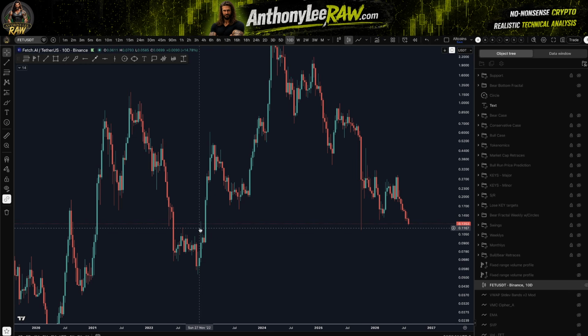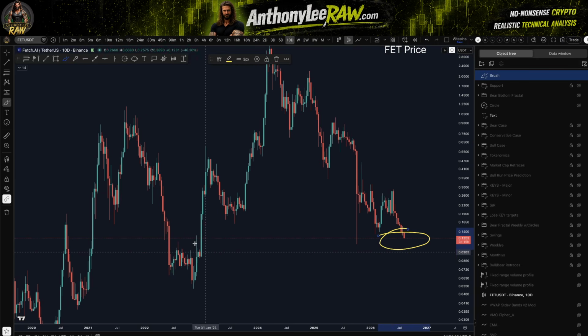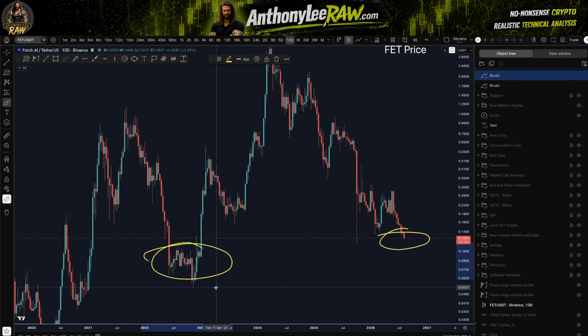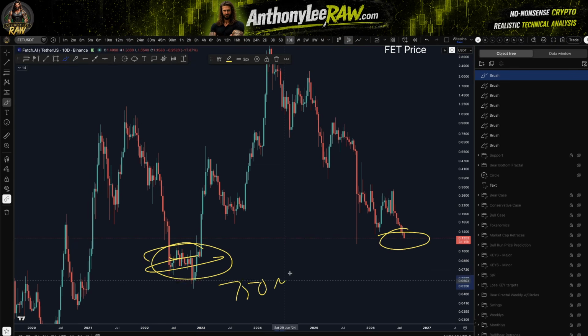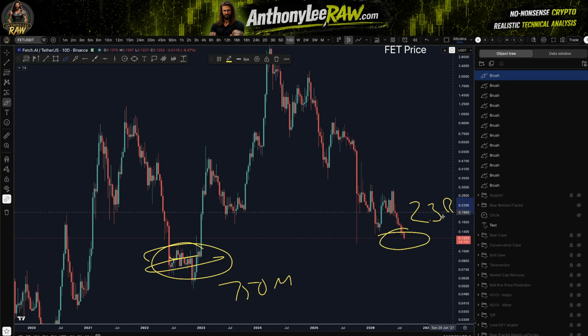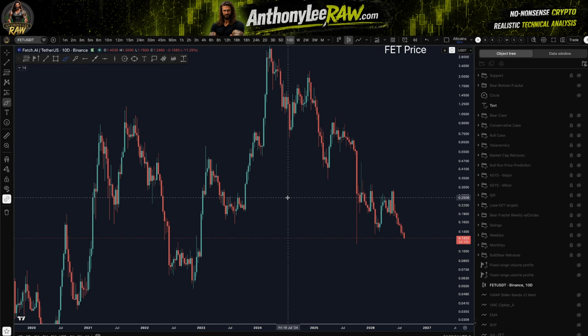The reason it doesn't work that way is because most altcoins have heavy token unlocks. So whatever your supply is here is not the same as it was here. For example, on Fetch back here, you had 750 million coins in circulation. Now you have 2.3 billion. That's a big difference. So your support and resistance aren't going to be the same. How you find that is through market cap.